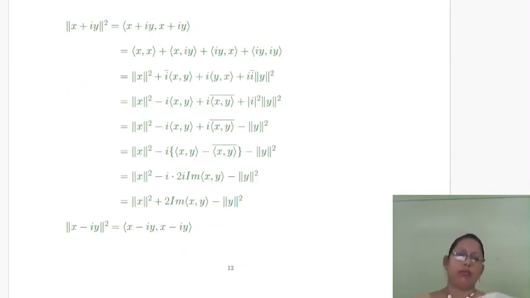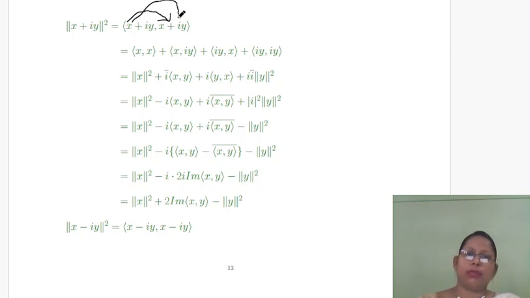Next, the norm of x plus i y square is my inner product of x plus i y comma x plus i y. On expansion, I will get this one. We expand this in this way: inner product of x with x, inner product of x with i y, then again i y with x and i y with i y. I will get this step.